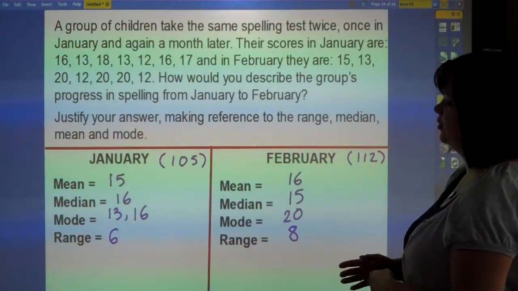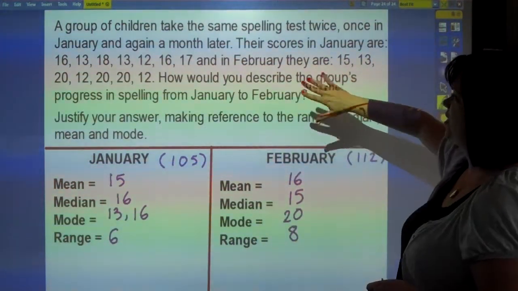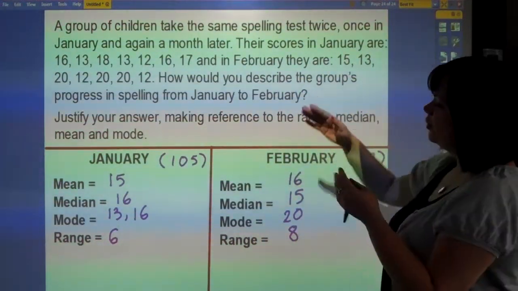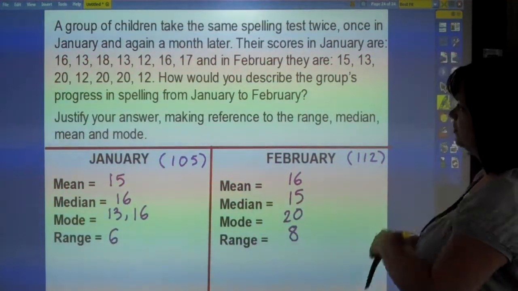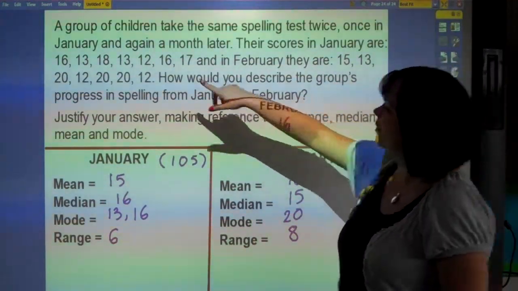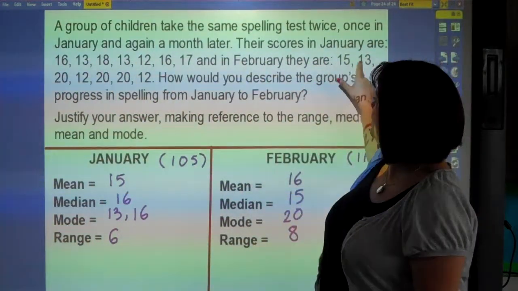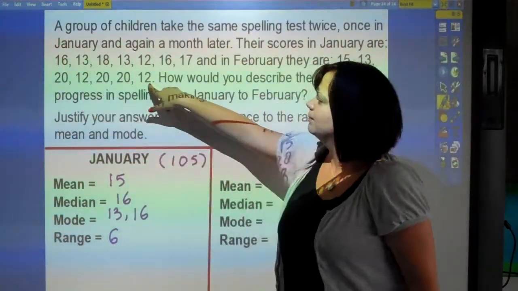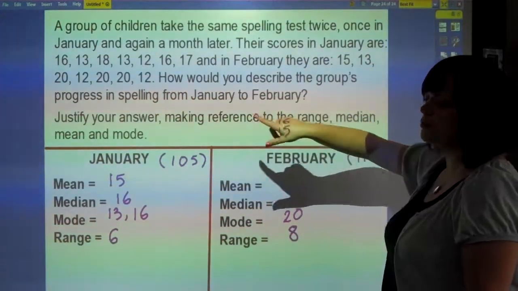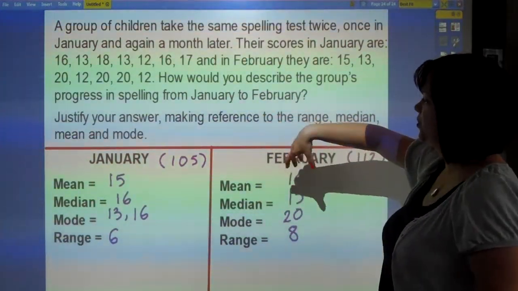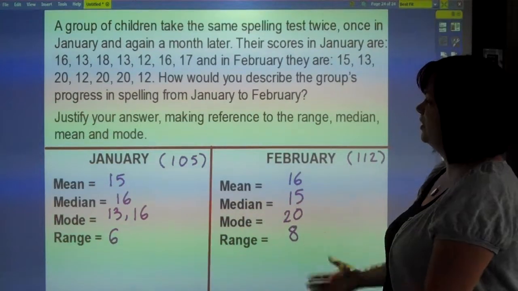So very quickly, let's have a look at this question. It's a group of children taking a spelling test twice, once in January and once in February. Their scores in January are these numbers here, and in February they're these numbers here. So it says, how would you describe the group's progress in spelling from January to February? So how have they done between that time?